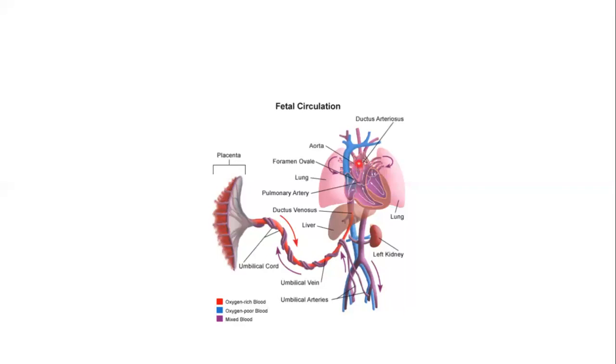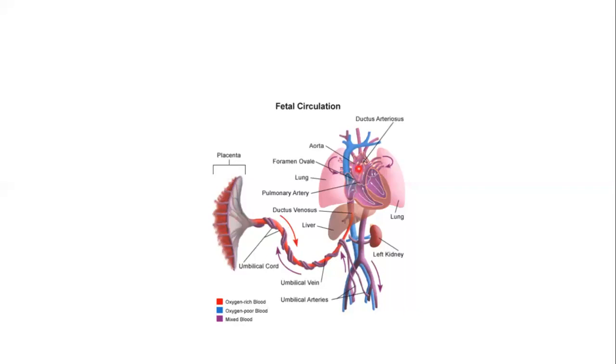So we're in the aorta. Let me just go back a bit. The blood coming from the placenta goes via the umbilical vein to the liver. From the liver, via the ductus venosus, to the inferior vena cava. From the inferior vena cava, it goes to the right atrium. From the right atrium, the blood goes to the left atrium through the shunt known as the foramen ovale.